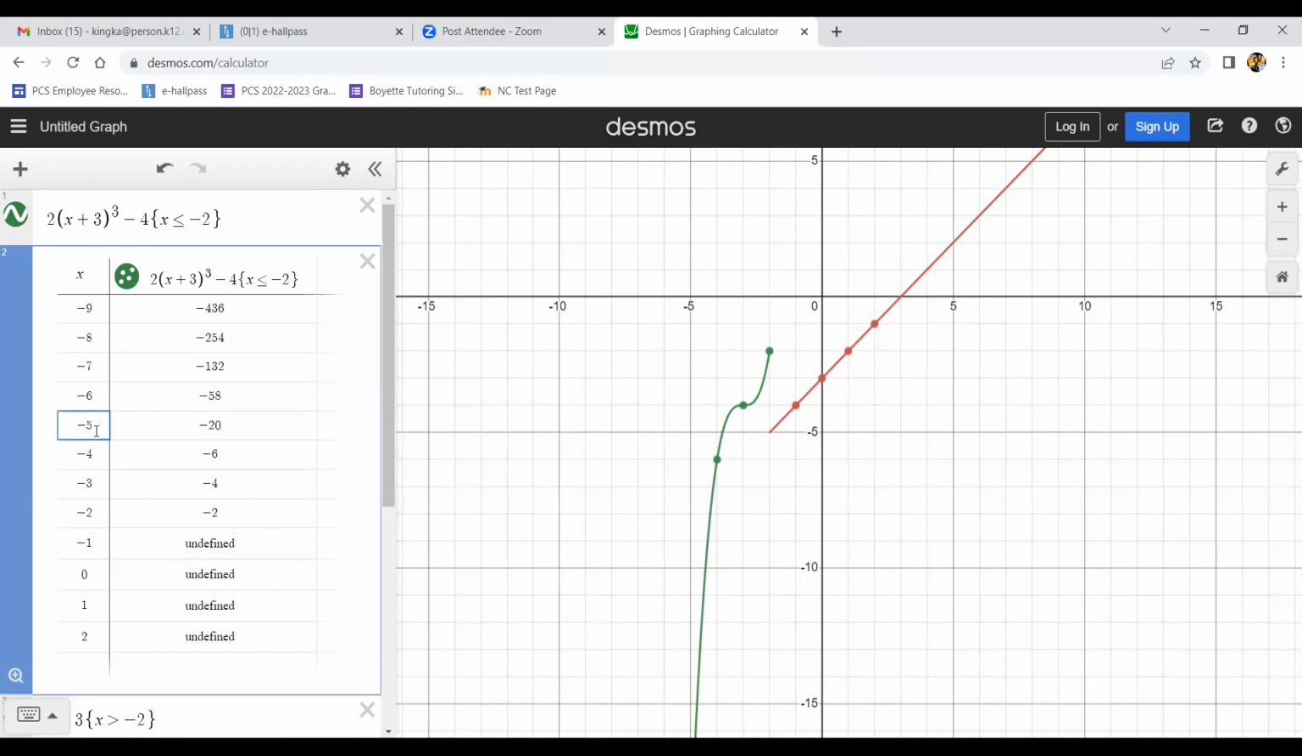If you want to know what you get when you plug in -3, what's the answer? -4. If you want to know what you get when you plug in -2, what's the answer?